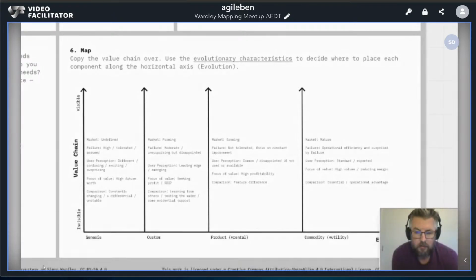Daniel, I have a question, please. Just looking at the map, it seems very similar to the Lean canvas. Is there any reason that you chose one over the other?